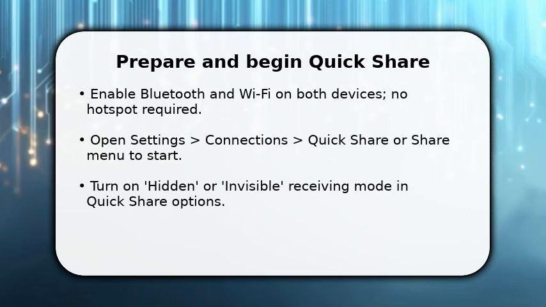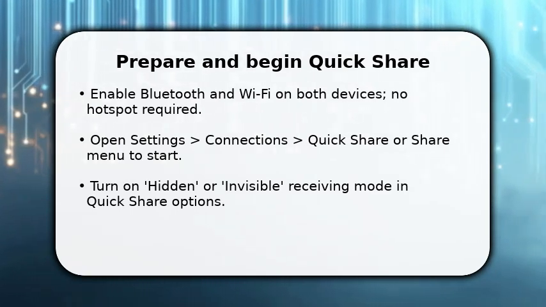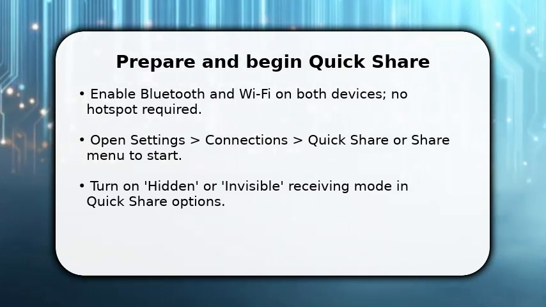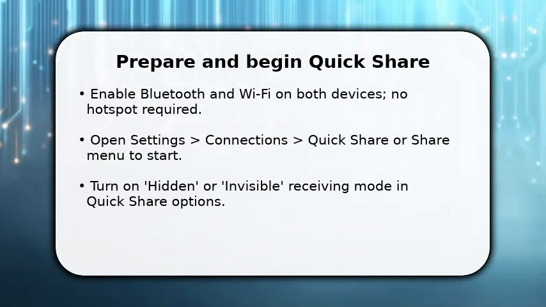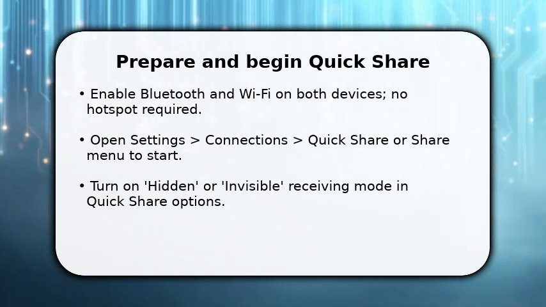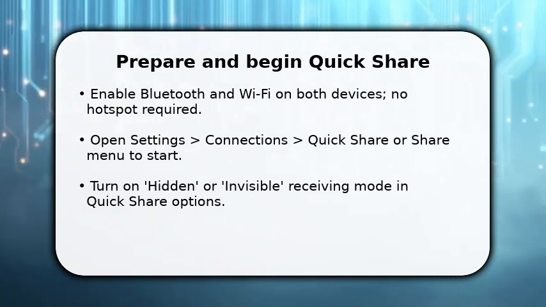You start by turning on Bluetooth and Wi-Fi on both devices because QuickShare uses both radios for discovery and transfer speed. Once done, open the Share menu or go to Settings, Connections, QuickShare to begin. This activates the sender side.